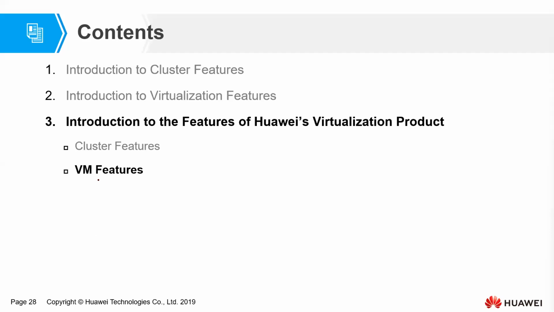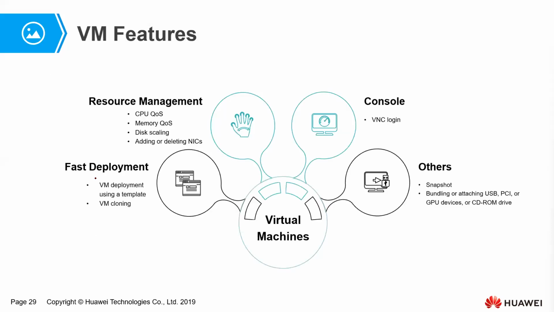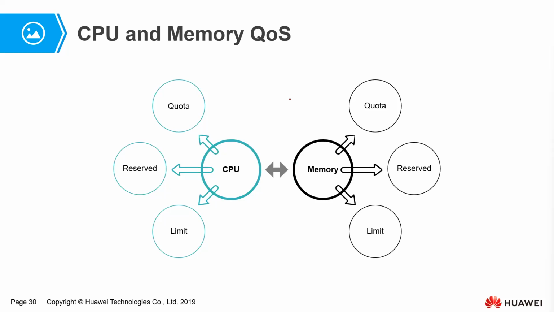So let us look at the virtual machine features. We have looked at some of them. We have looked at resource management. We are going to look at CPU quality of service, memory quality of service, disk scaling, adding or deleting network interface cards, VNC login. We have looked at fast deployment, VM deployment using a template or cloning. We have also looked at snapshots, binding or attaching USB, PCI or GPU devices or CD-ROMs. We have looked at some of these features before. So let us look at CPU and memory quality of service.